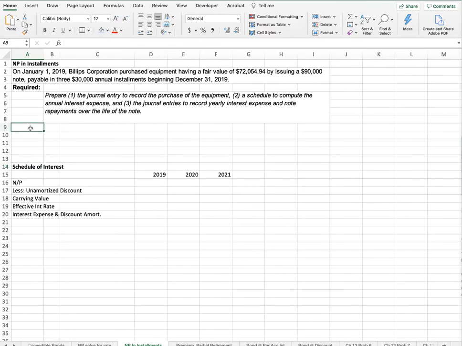So we'll start out with that purchase of the equipment on January 1st, 2019. And we received equipment, so we'll go ahead and debit our equipment account. And there's a discount on the notes payable that we're going to need to debit, and a credit to the notes payable liability itself. So the notes payable is for the full $90,000. The equipment has a fair value of $72,054.94. So the discount would be the difference.